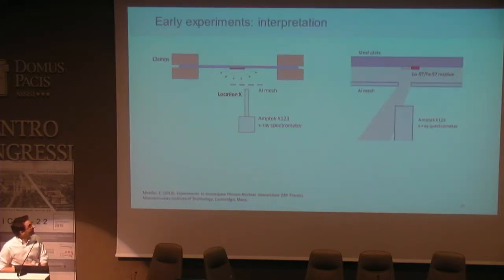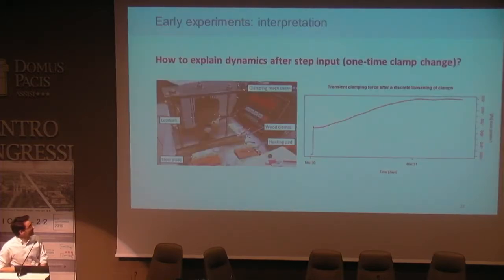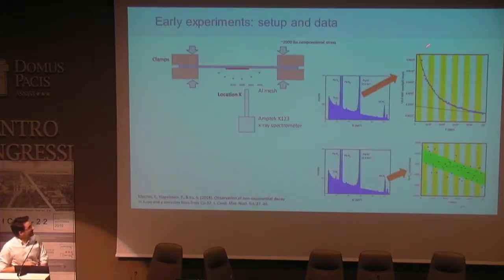And so this is the interpretation that we arrived at, that we have some localization of this detection through an aluminum mesh that we use, and we have excitation transfer that then leads to an increase of emission at the site of this detector. So why would we have these dynamics if we have a step input here?